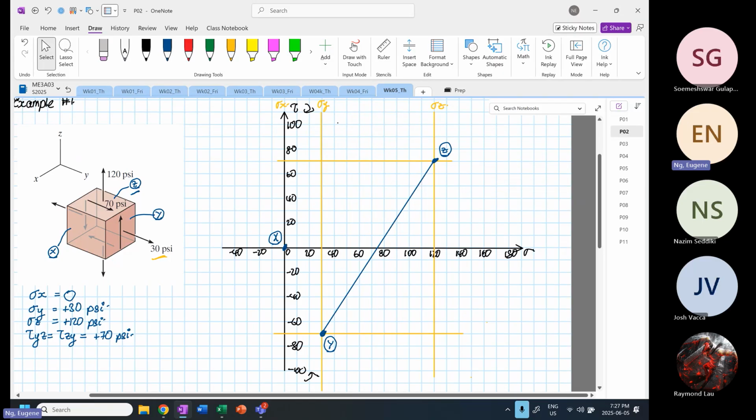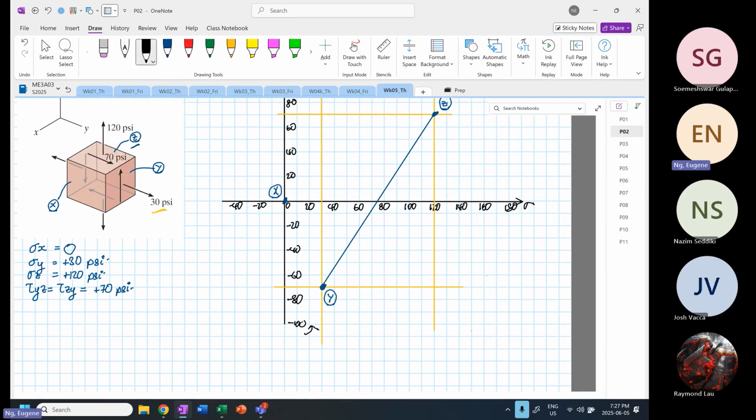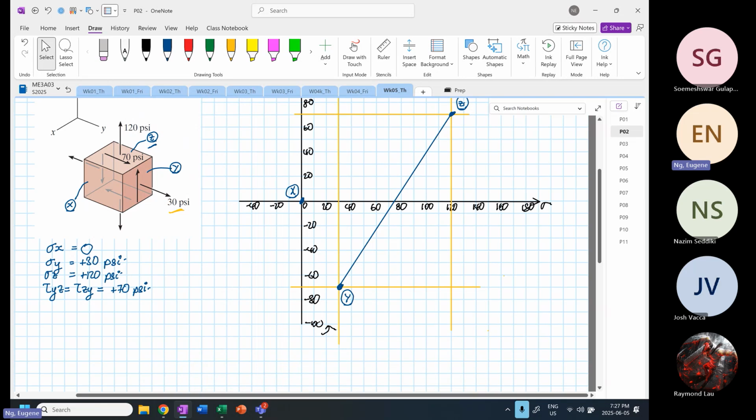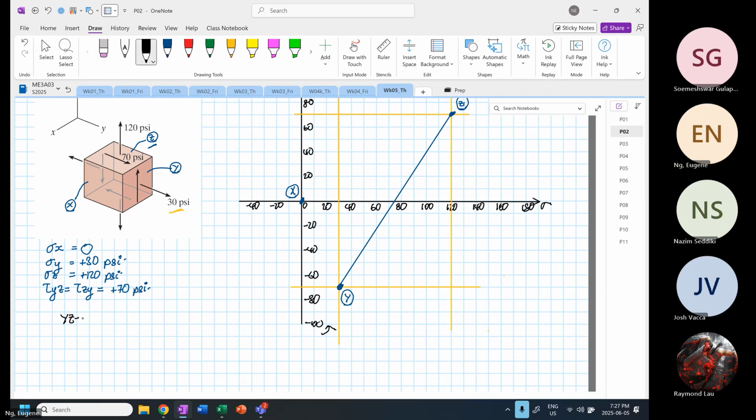So from here, we can calculate, okay? We can immediately calculate our, so you write down this is our YZ plane. So we're going to calculate stress average for the YZ plane. This will be equal to 30 plus 120, and we're going to divide by 2. This corresponds to 75 MPa. Okay.